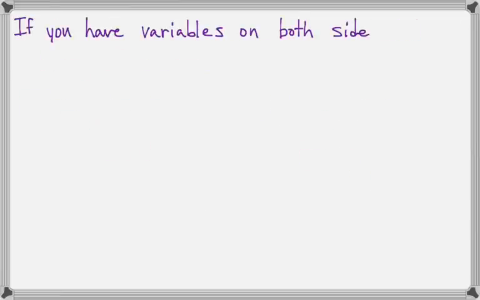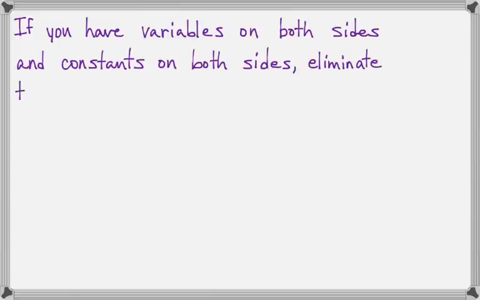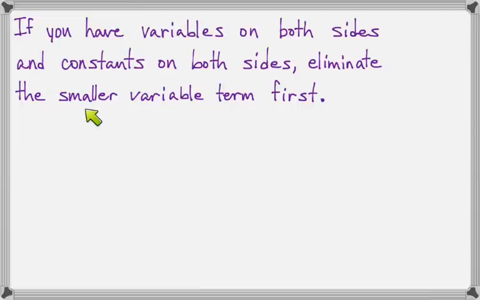Now, if you have variables on both sides and constants on both sides, then the easiest thing to do usually is to eliminate the smaller variable term first. Now, don't just go haywire with this and do this all the time. This eliminate the smaller variable term first is only for when we have variables on both sides and constants on both sides, like this.